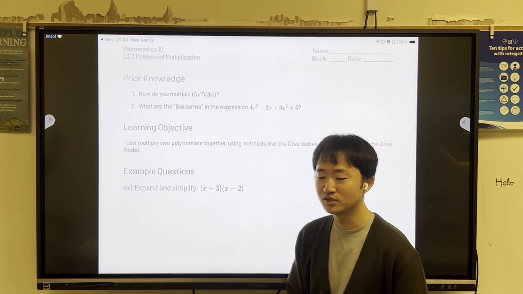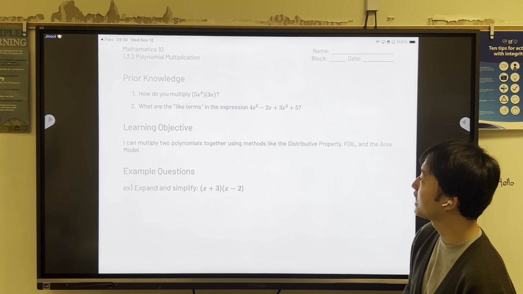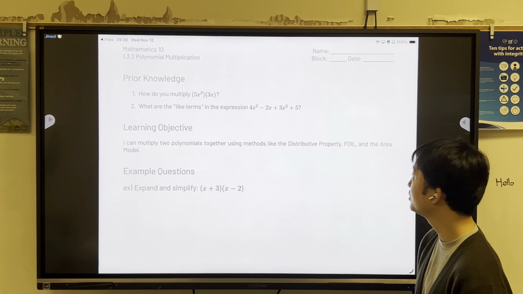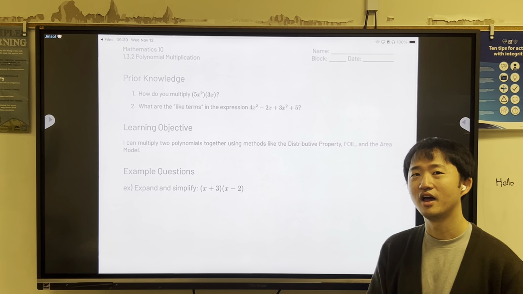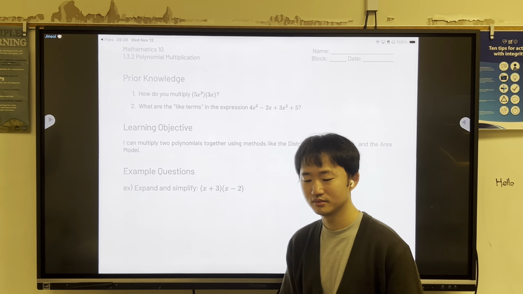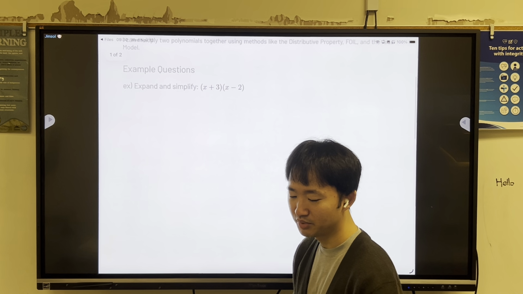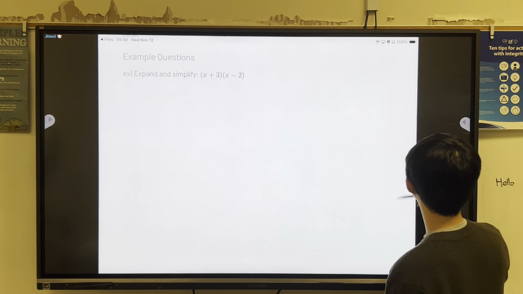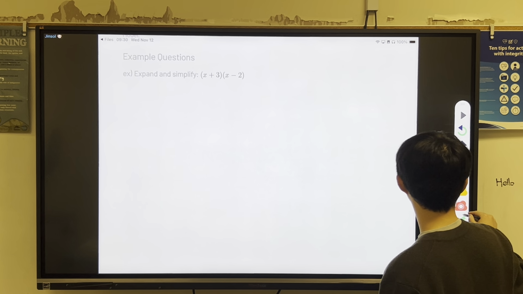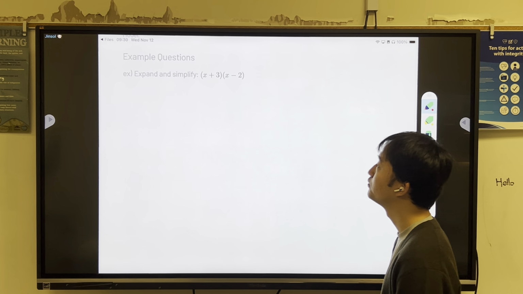Through this lesson, you'll be able to multiply two polynomials together using methods like the distributive property, the FOIL method, and also the area model. Let's try the first example question. Expand and simplify x plus 3 times x minus 2.